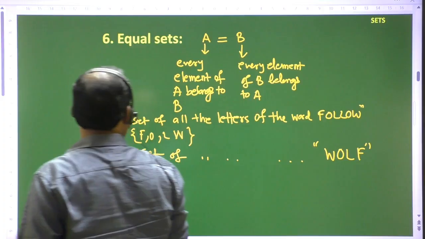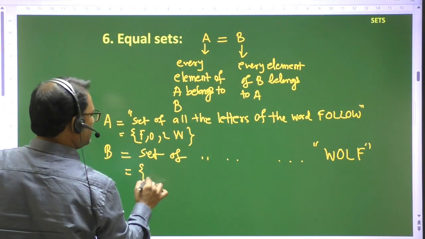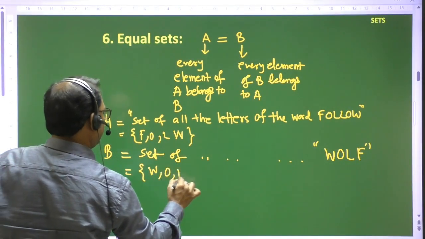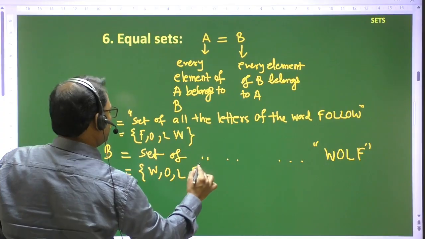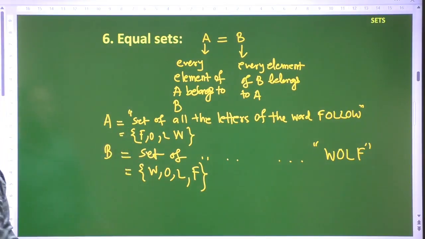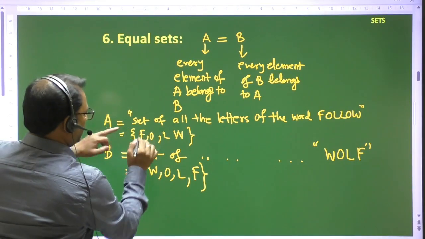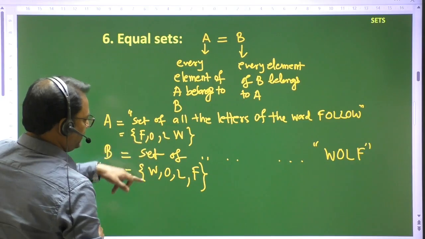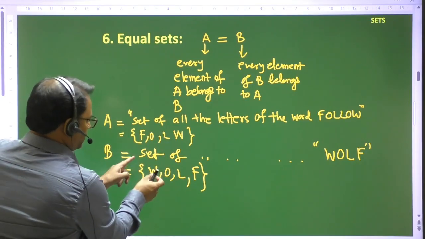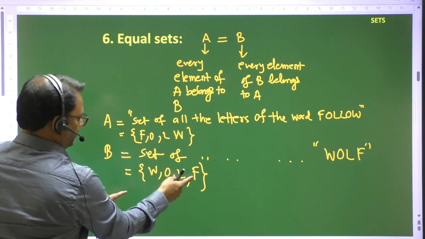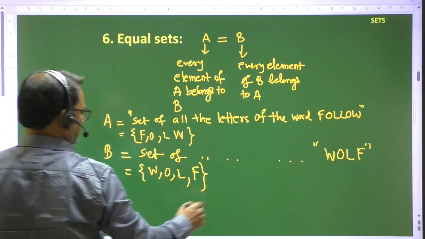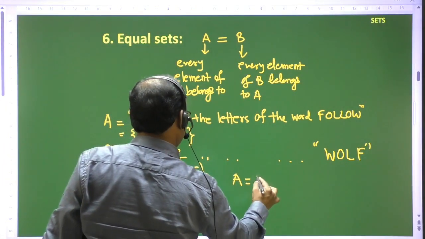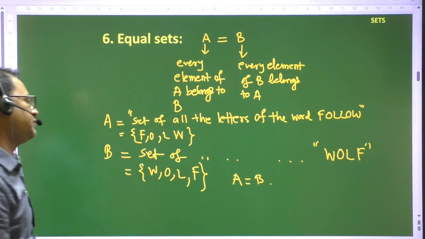Set of all the letters of the word wolf. So in this set we have W, O, L, F. You notice that in sets A and B, every element of A is present in B: F is present, O present, L present, W present. Here also W present, O present, L present, F present. So we can say that A and B are equal sets.